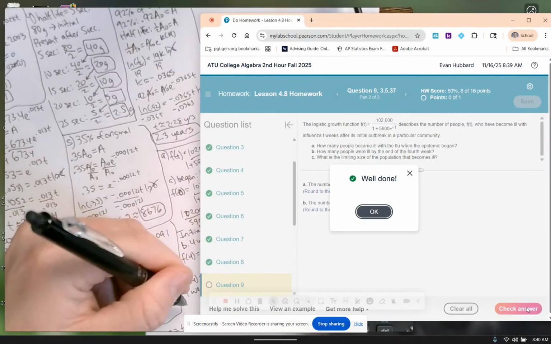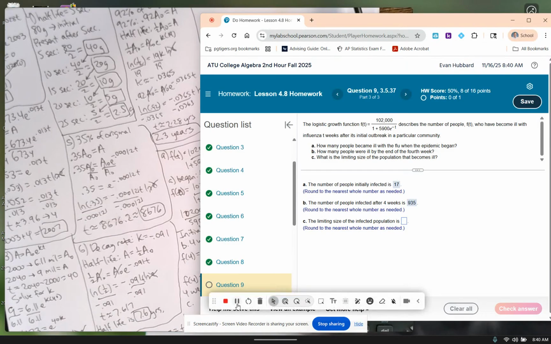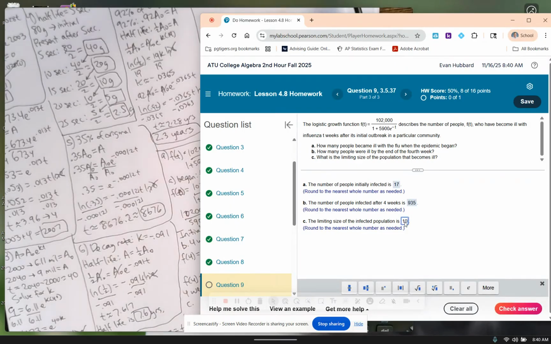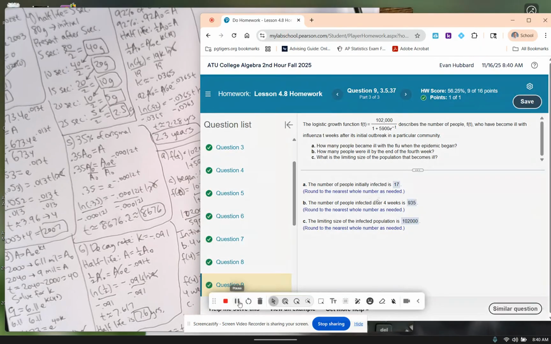Okay, and then after, what was the limiting size of the population? So the limiting size of the population is just the numerator, so it should be 102,000. Let me write that down.